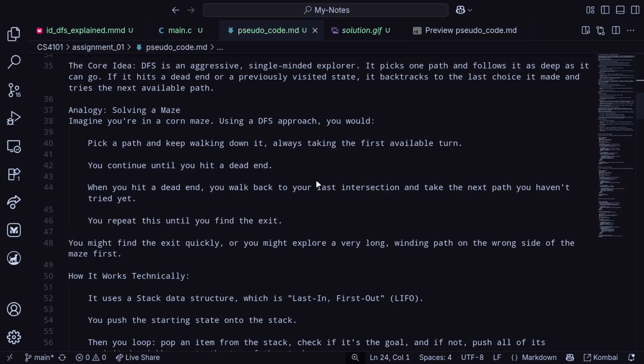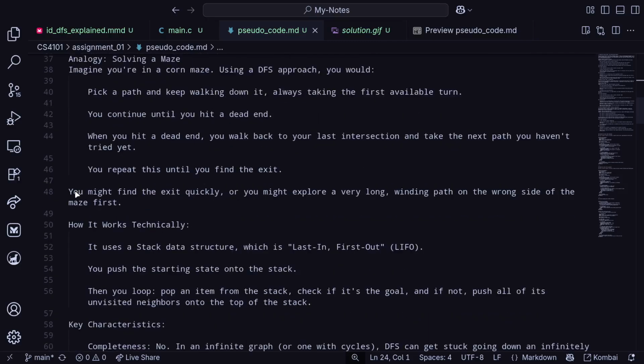The example I wanted to give you is, suppose you are in a corn maze, and you pick a path. That means you make a choice that you will always continue to the left. You keep walking down that path until you hit a dead end. When you hit a dead end, you walk back to your last intersection, take the next path, and again repeat that same bias in your head, continuing till the end of that path. You repeat this until you find the exit.